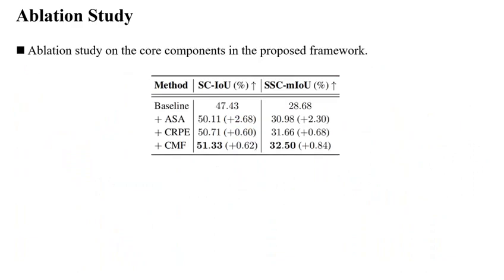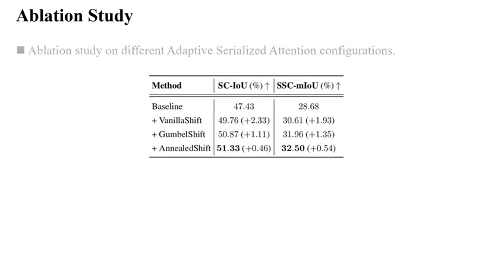Ablation studies progressively introducing ASA, CRP, and CMLN onto the baseline show that ASA brings the most significant gain, SC IoU plus 2.68%, SSC mIoU plus 2.30%, while CRP and CMLN each further improve SC IoU by approximately 0.6%, validating the effectiveness and synergy of all modules. Compared to the baseline, directly learned vanilla shift yields limited improvement. After introducing Gumbel softmax for discrete shift learning, SSC mIoU increases by 1.35%, and with the additional temperature annealing strategy, performance gains another 0.54%, achieving optimal results. This demonstrates that Gumbel softmax and temperature annealing effectively stabilize optimization and enhance adaptive shift learning.